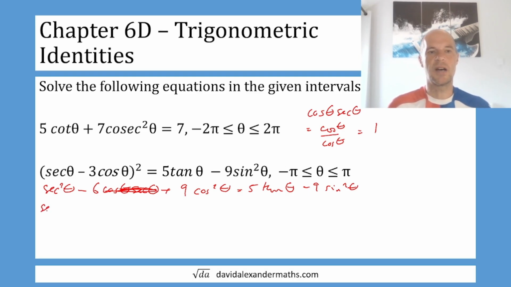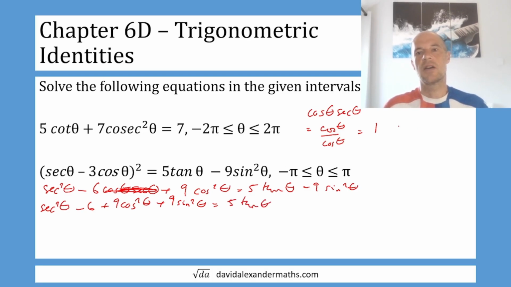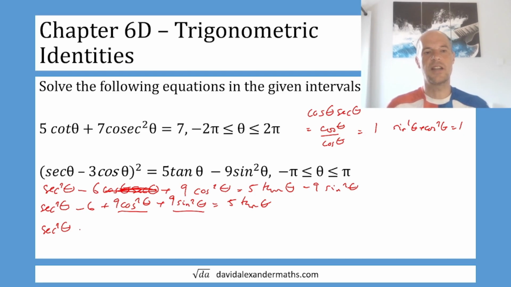Now another thing that I've just spotted is, what if I move the negative 9 sine squared theta over to the other side? So 9 cos squared theta plus 9 sine squared theta is 5 tan theta. Well, sine squared theta plus cos squared theta is 1, so 9 cos squared theta plus 9 sine squared theta is 9. So this is going to be sec squared theta, take away 6 plus 9, in other words plus 3, is 5 tan theta.